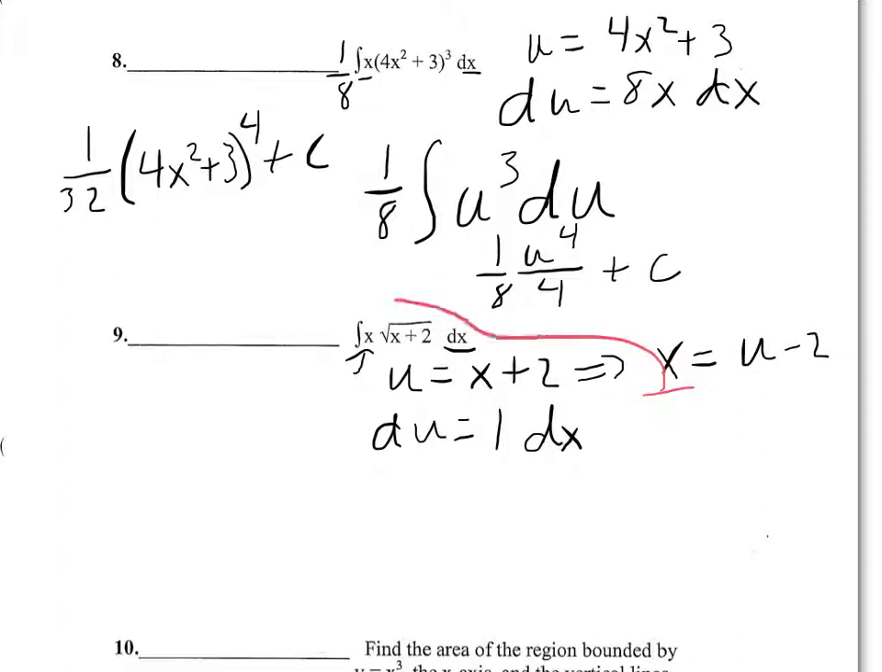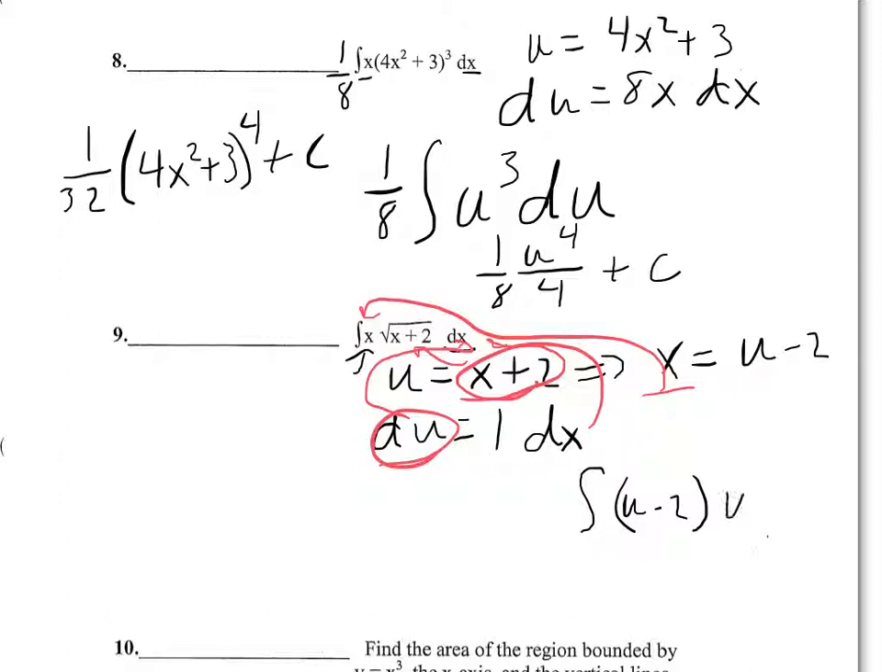So we'll take this, and it goes there. This will go here, and this here will replace that. So now, rewriting this, I have the integral of u minus 2 times, instead of x plus 2, I have u to the 1/2, du. Okay, distribute. So I have the integral of u to the 3/2, minus 2u to the 1/2 du. Now we do the integration.